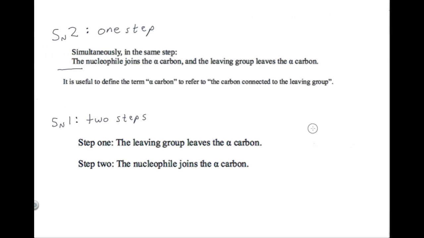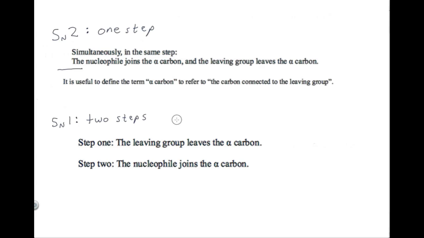So make sure you understand the similarities and differences between the mechanism for SN2 and SN1. This material on the screen is crucial fundamental material for your Ochem success. Now would be a good time to pause the video and make sure you have all this information thoroughly memorized.